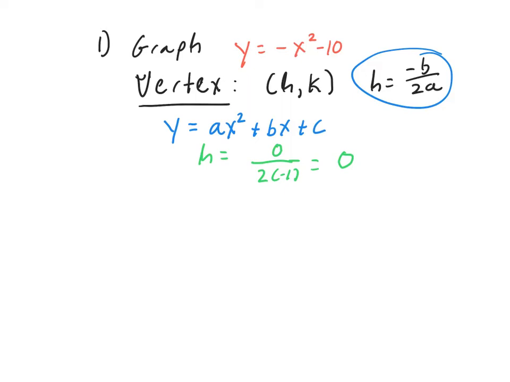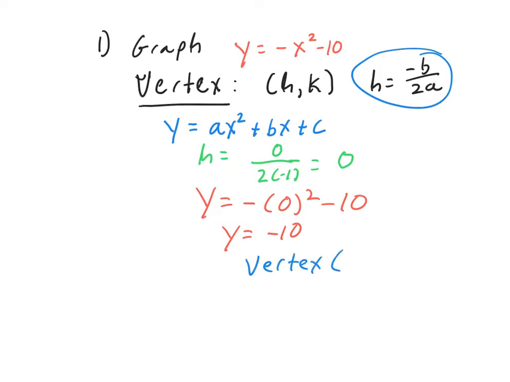To get the k value, we plug the h in for x and see what we get for y. So we're going to do y is equal to negative 0 squared minus 10. And that just means y is going to equal negative 10. So this is our vertex. It's going to equal 0 and negative 10. That's the point of the graph where it changes direction. When we graph this, it's going to make a parabola. This is where the lowest or highest point of the parabola is going to be.